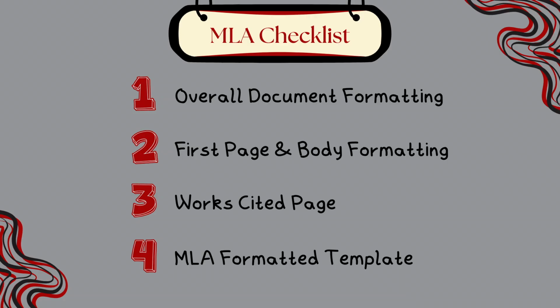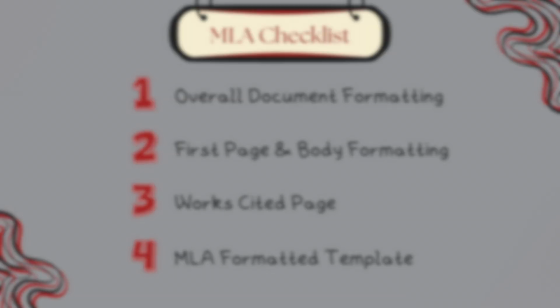For your overall document formatting, we will explain how to set your 1-inch margins, an appropriate font, and the line spacing. For the first page and body paragraphs, we will show how to set up the page header, the first page heading, your title, and your body paragraphs. In the Works Cited page, we will help you set your entries on a separate page with a hanging indent. Finally, we'll cover how to create a template in Word with all of these settings saved so you can go back to it and find your document ready to go for future MLA formatted papers.